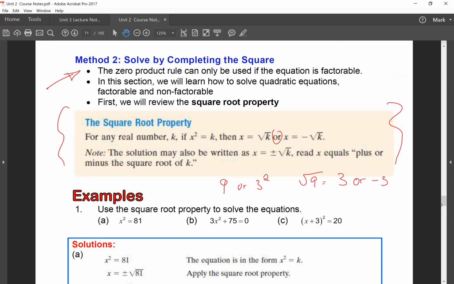And why is that? Well, 3 times 3, or negative 3 times negative 3, are all going to equal 9. So there's two possible answers when you're looking at the square root of a number. There's the positive answer and then the negative answer. So again, the square root of 9 could be 3 times 3, or negative 3 times negative 3.